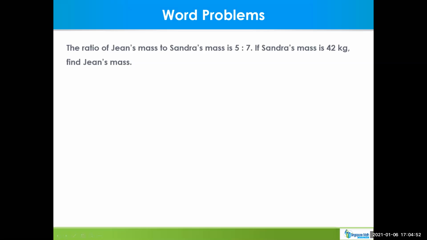Okay, so find the ratio of Jean's mass, or find Jean's mass rather.